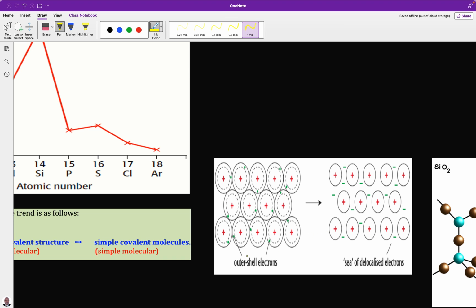Metals have delocalized electrons in their outer shell. We call it a sea of delocalized electrons in metals, and that's what makes the metals conduct electricity.